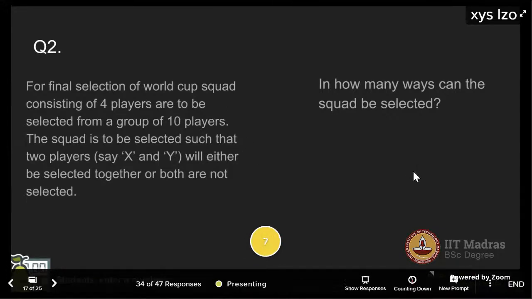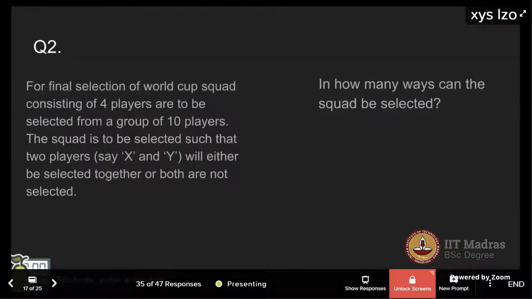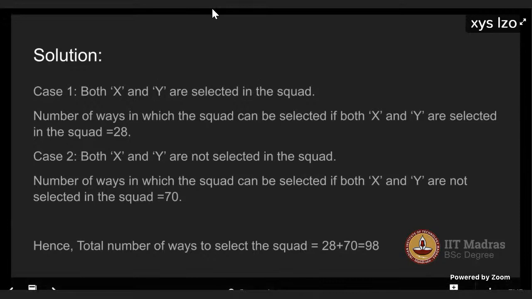Okay, let's move to the solution, I think. So 98, and okay, let's see. So yeah, there are two cases. Case one is that both X and Y are selected, and the other is that both are not selected, and these were the only two possible cases. So adding them up, we got 98, which is the correct answer. Okay. I think we can move forward. Any doubt in this?